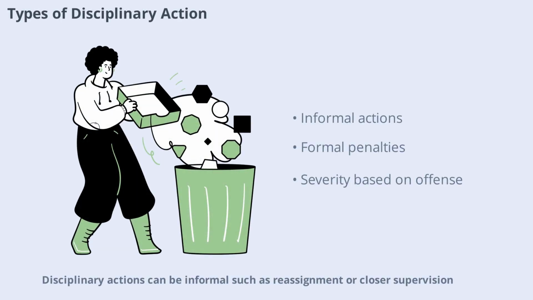Disciplinary actions can be informal, such as reassignment or closer supervision, or formal, involving penalties like censure, withholding promotions, or dismissal. The severity of the penalty depends on the nature of the offense and the evidence presented during the inquiry.